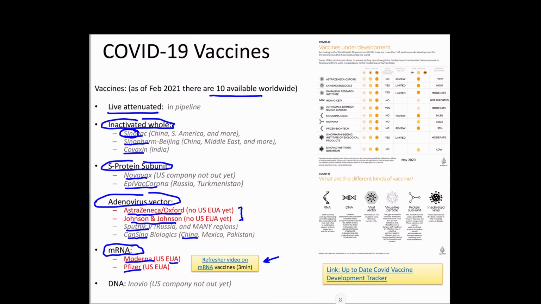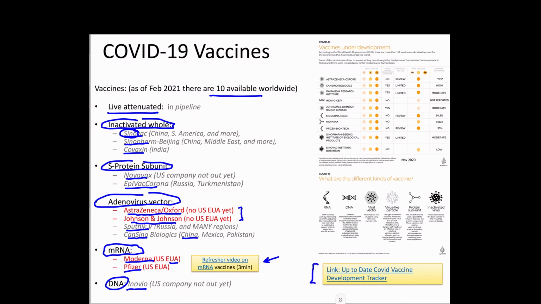And then the final vaccine type, DNA viruses, we do have one that's in fairly late stage development from a US company called Inovio. And so assuming that pans out, we'll be getting that too as well. Just like I showed you, that updated database on COVID drugs also talked about vaccines, and there's an additional link for another vaccine development tracker.